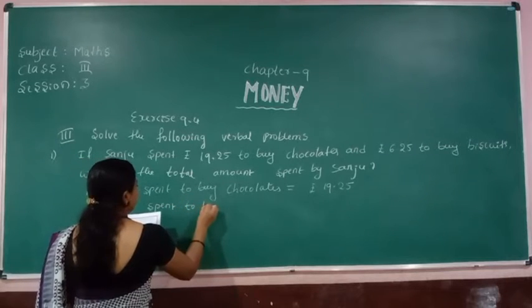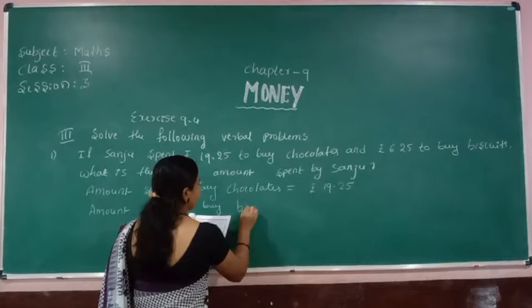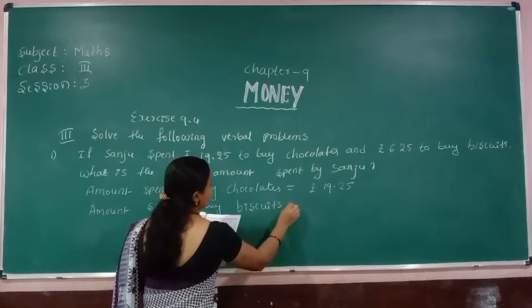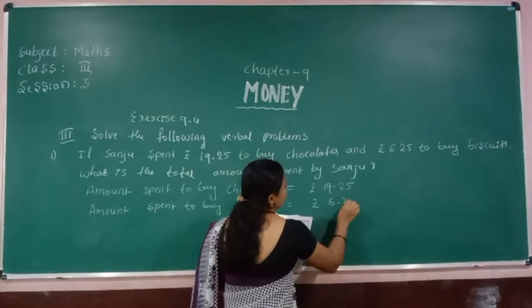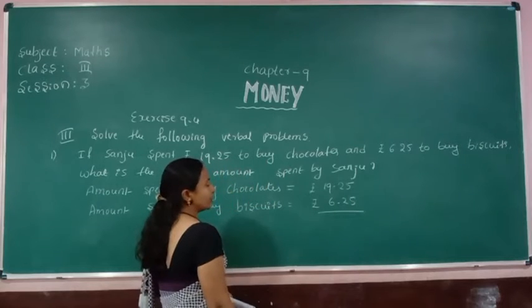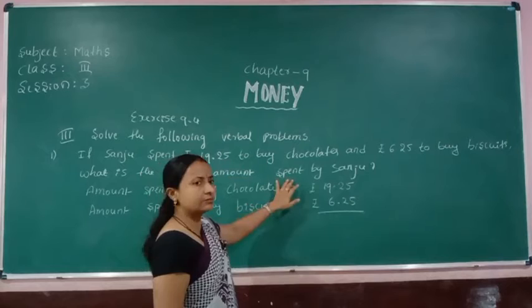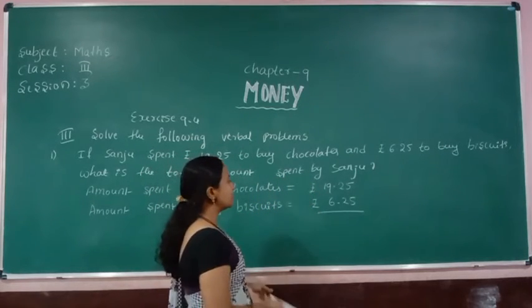Okay, next one, amount spent to buy biscuits. How much did he spend here? Rupees 6.25 paise. Okay, so now we will add these two, because what do we need here? We need the total amount spent. Sanju, in total, how much did he spend?